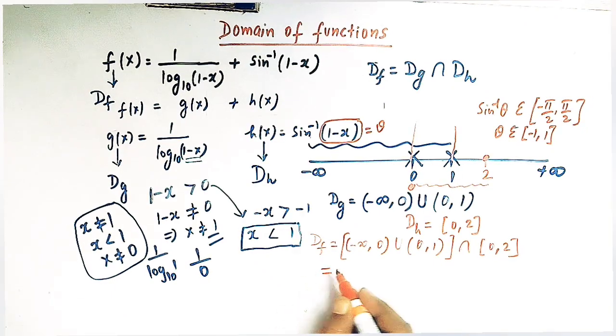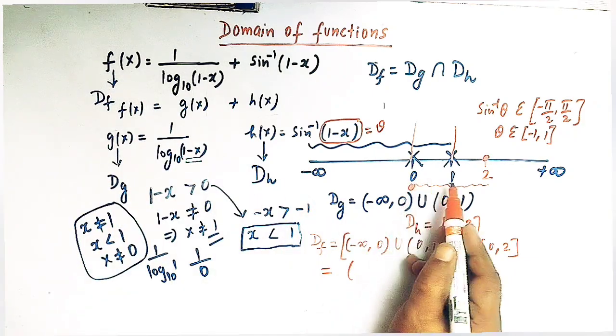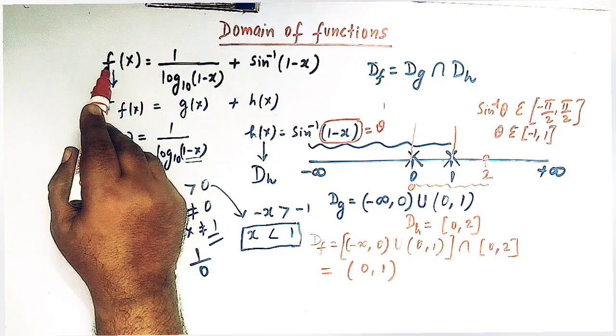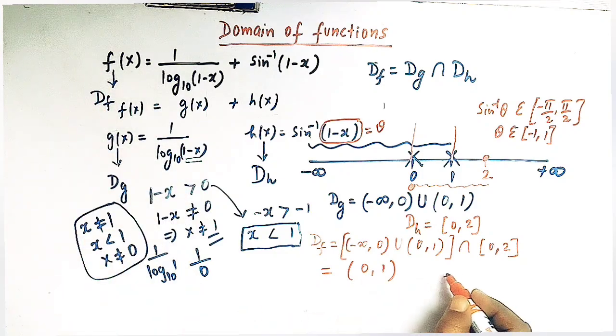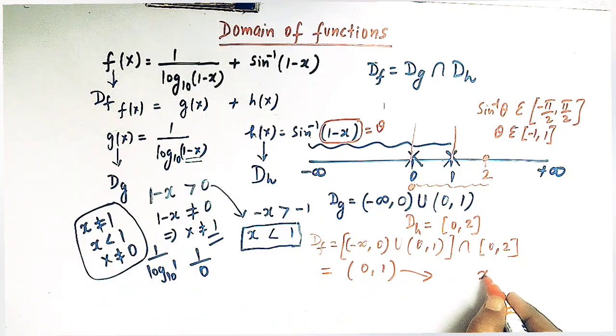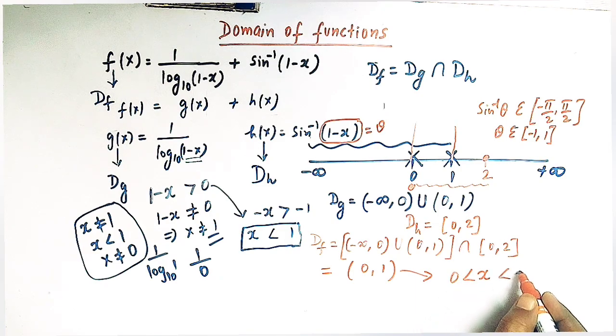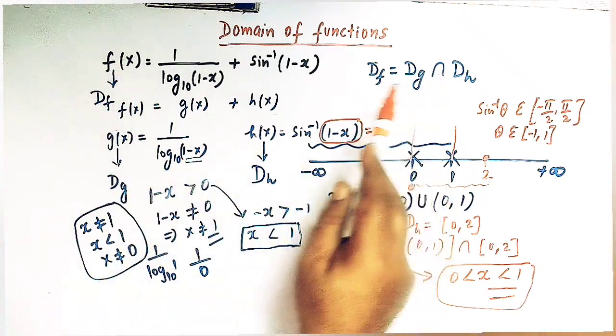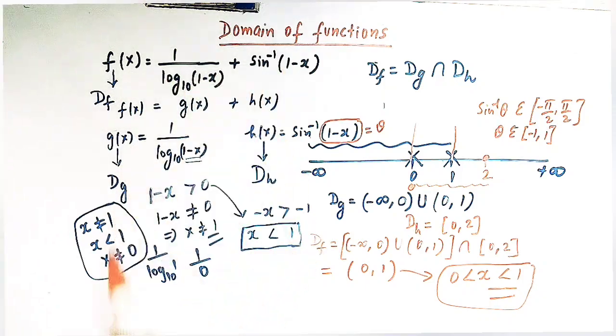So we can now write the domain of the function as the set from 0 to 1. And remember, 0 and 1 are not included, right? And all the values of x which lie between 0 and 1 fall under the domain of the function f of x. So we can also write this set as x greater than 0 but less than 1. So this is the required domain of this function f of x, which is the intersection of the domains of these two functions.